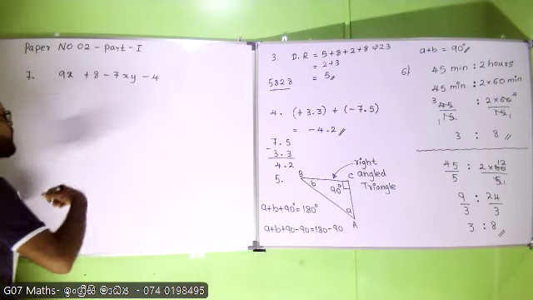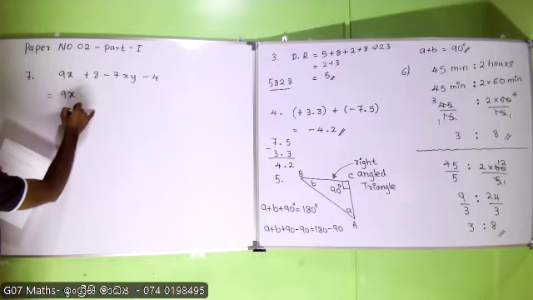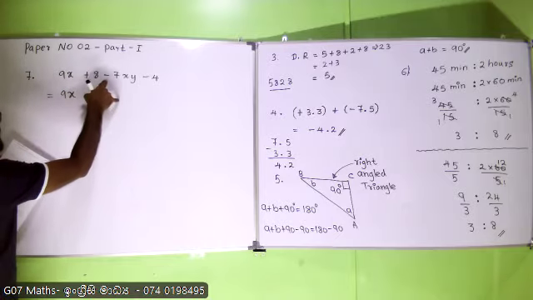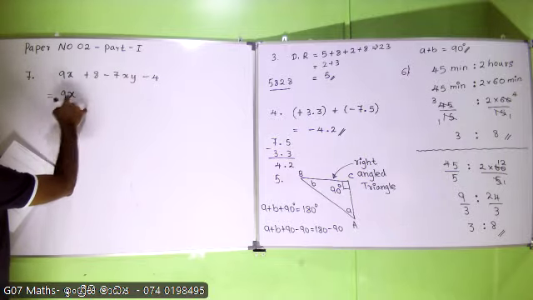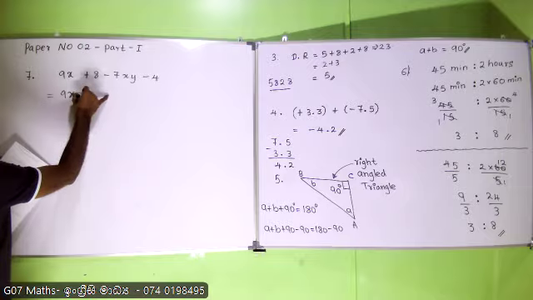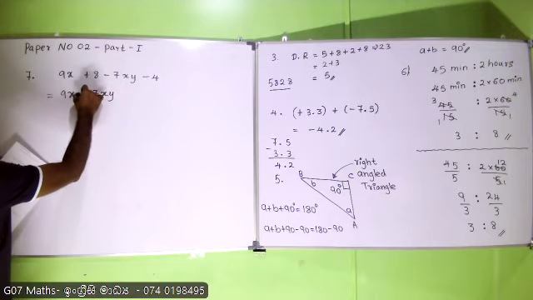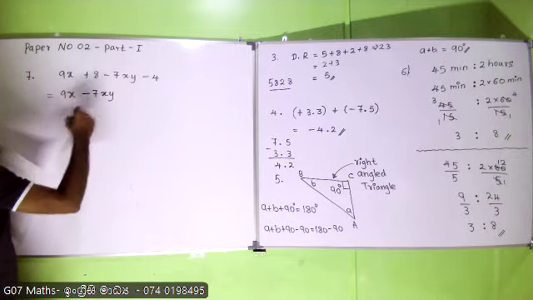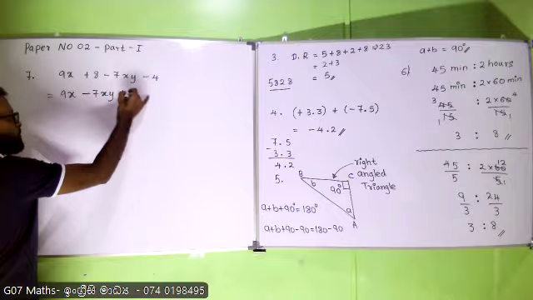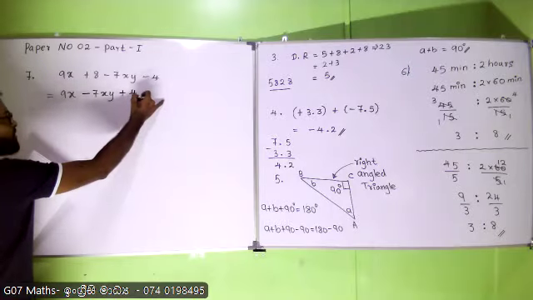Alright, so how are we going to simplify? First of all, you have to write 9x here. And here we have minus 7xy. That is not a like term for this, so we have to write it separately like this. Then 8 minus 4, what is the value? 4, positive 4. So this is the answer for this one.